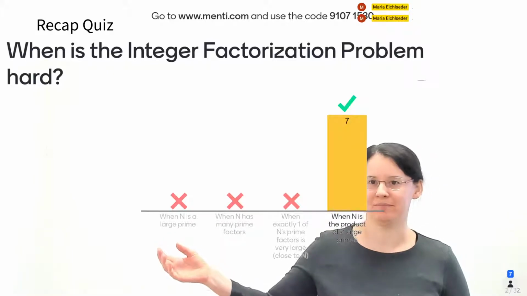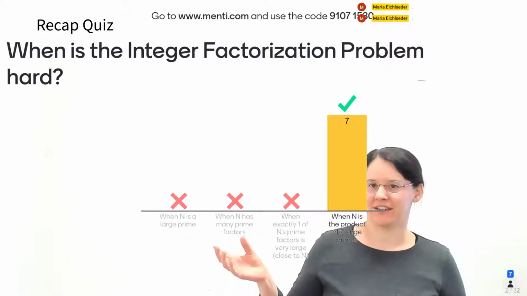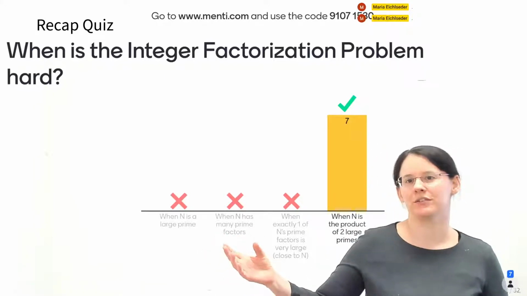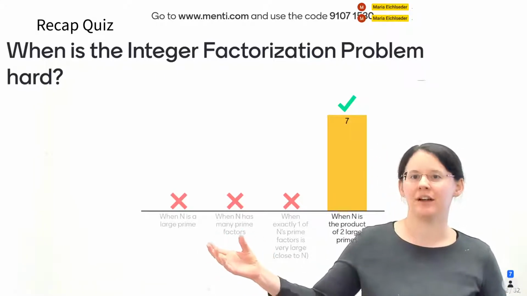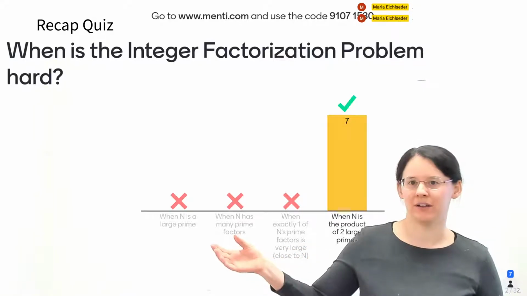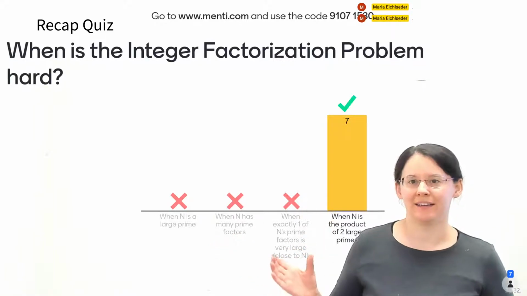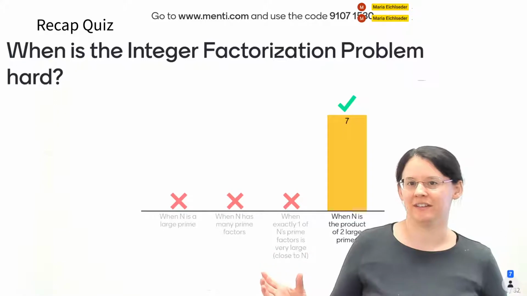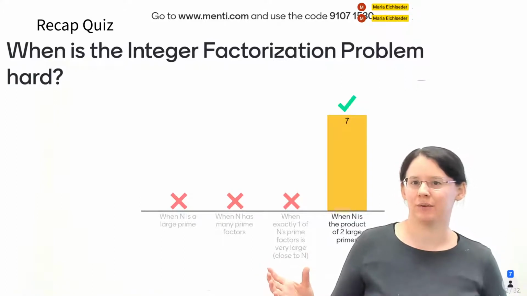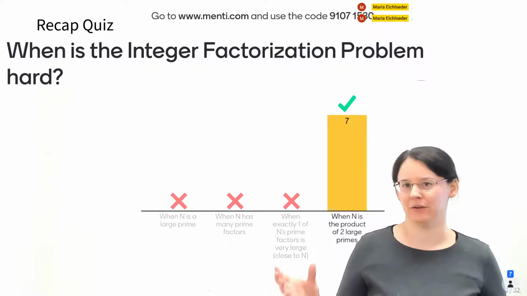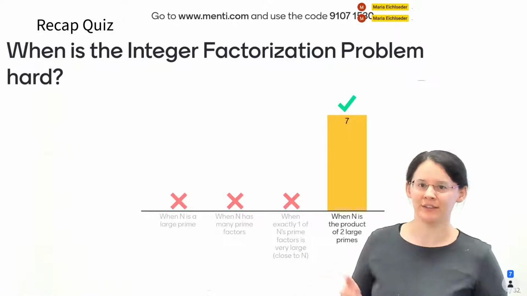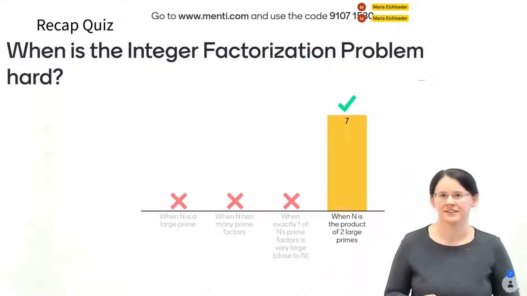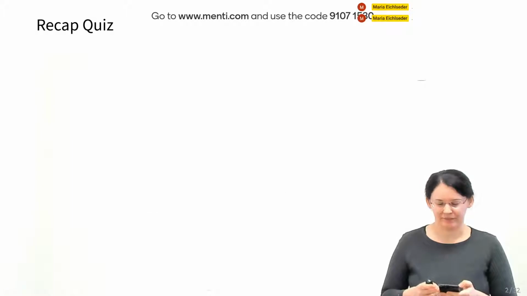it's just that prime. If it has many factors, then many of these factors are also likely small, making the problem easier because you can first factor out all the small stuff and then you have a smaller number left to work with. And if exactly one of the prime factors is large, it also means the other ones are small, so you can factor them out more efficiently. So indeed, this is the correct answer. Let's have a look at the next one.